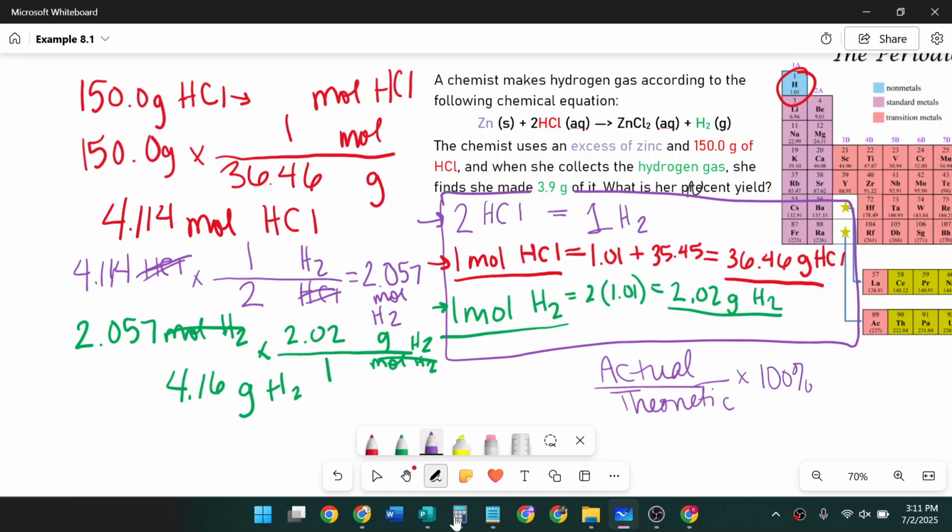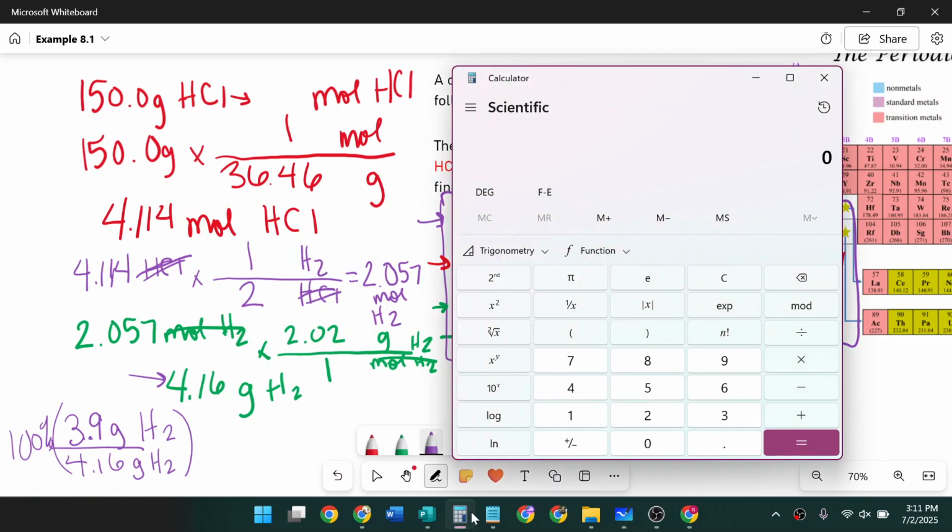Okay, so what she actually got was 3.9 grams of it. So 3.9 is her actual yield. And then we calculated right here that she should have gotten 4.16 grams of this hydrogen gas. But to make this be a percent, we'll need to multiply it by 100% so that we can turn it into a percent. You can also just turn it into a percent in your head by moving the decimal.